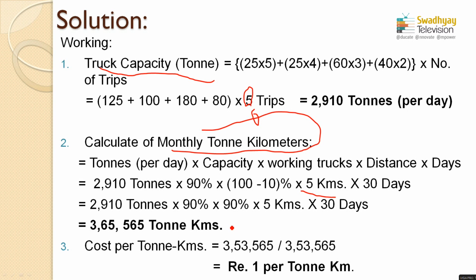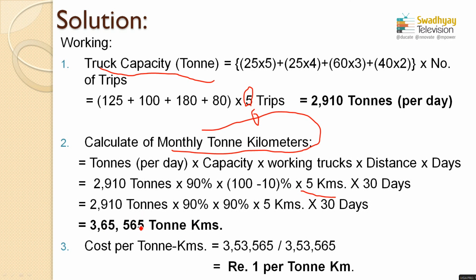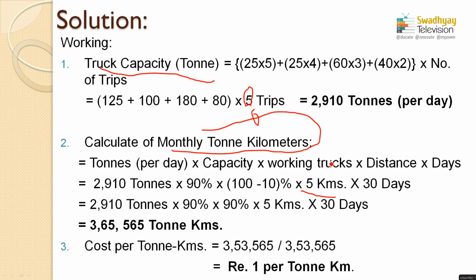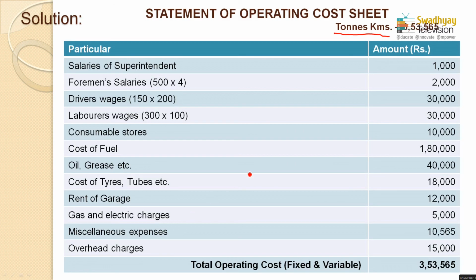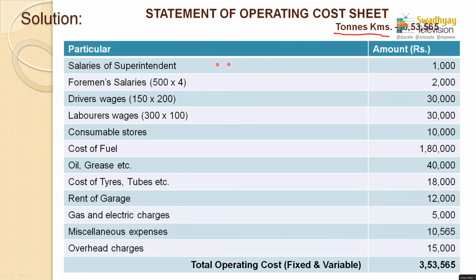Now, see the answer and how it was actually calculated, the operating cost statement. This is a statement of the operating cost sheet, and the total ton kilometers, here it is written 3,65,565, on the right hand side corner, where the point mark is clearly given. It is something which we need to calculate. Now, here you see the expenditures, you can take them from the question. Salaries of superintendent is given as 1,000, straight away you can write because the expenditures are clearly defined.